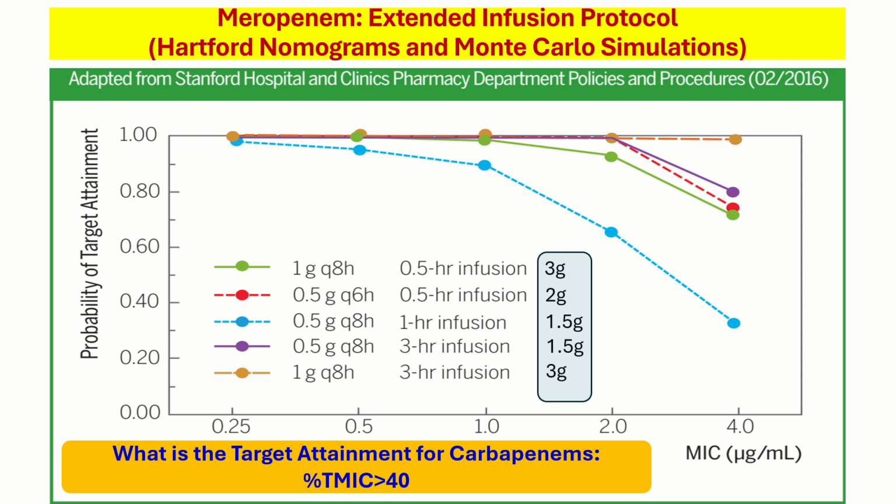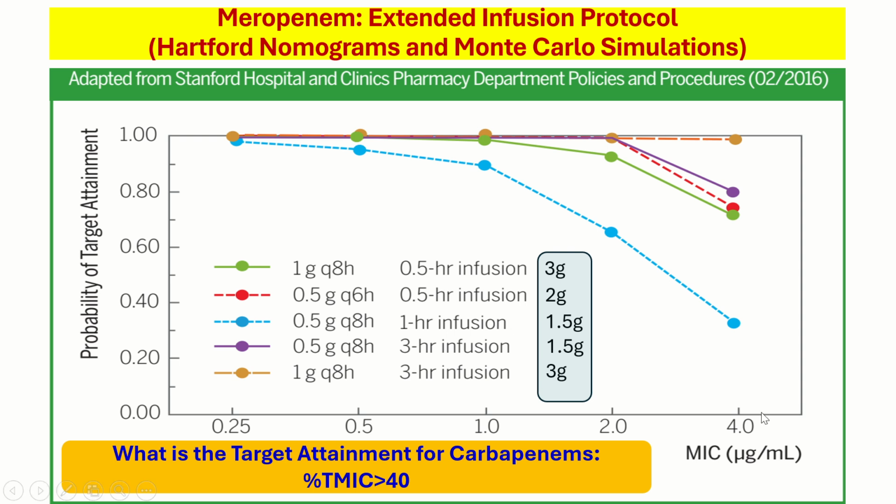But at the same time, if you see the green one, the blue was 0.5 gram as a 1 hour infusion. But you see the same dose, 0.5 gram every 8 hourly as a 3 hour infusion, this is the purple line. Because this is a carbapenem, it's a time dependent antibiotic. For the same dose, 500 milligrams 3 times a day, the first one is a 1 hour infusion, the second one is a 3 hour extended infusion. So in the extended infusion, despite having the higher MIC, the probability of target attainment is much higher as compared to the blue line, despite having the same doses.